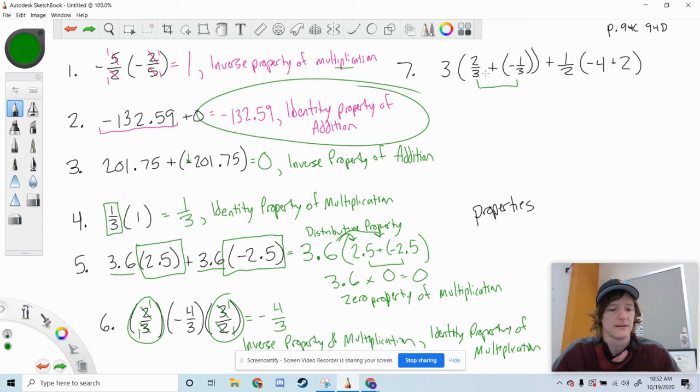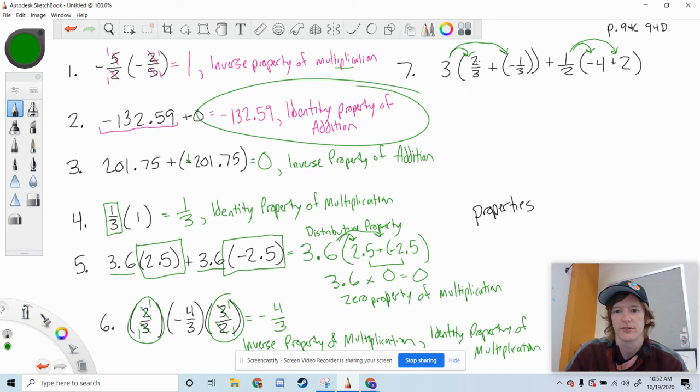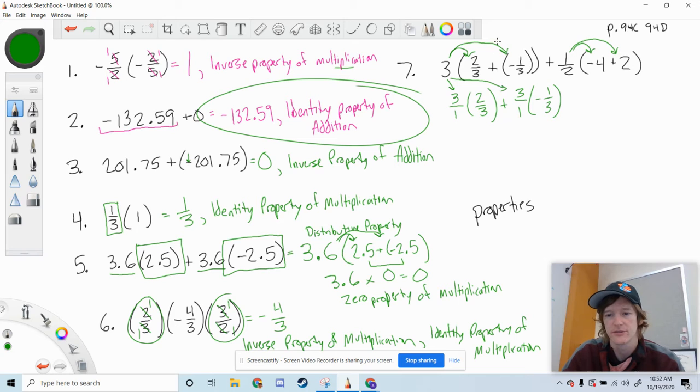I could do this parentheses first, and I could do this parentheses first, but I want to do the distributive property. I want to use these arrows, and I want to recognize when I have something outside of parentheses, I'd like to do this first. So we have 3 times 2/3. That's going to be 3/1 times 2/3 plus 3/1 times -1/3. So that's what these ones were. This 3 is this 3/1 and this 3/1. Okay, so it's 3 times this, 3 times this.